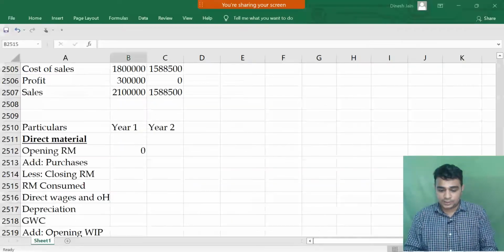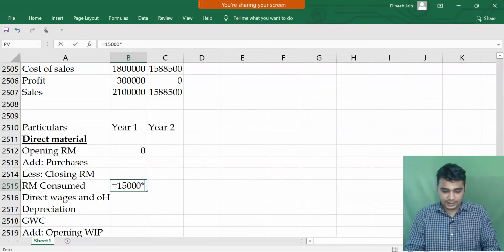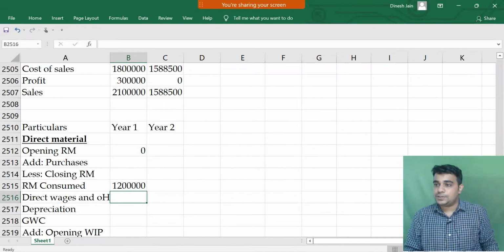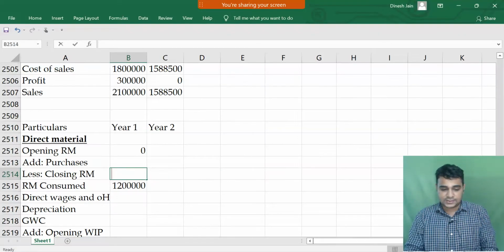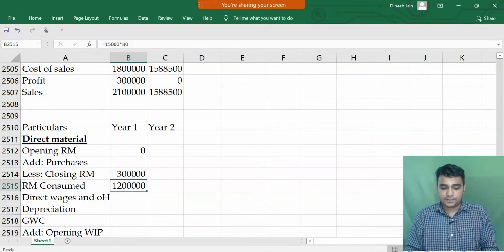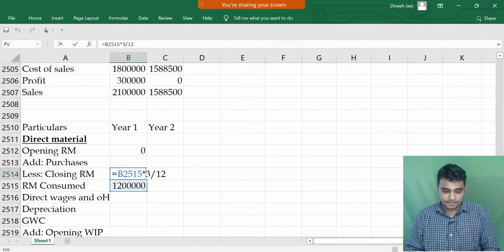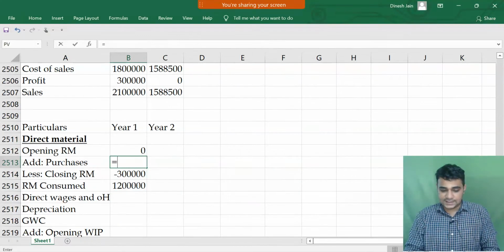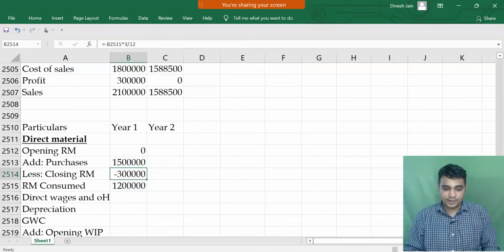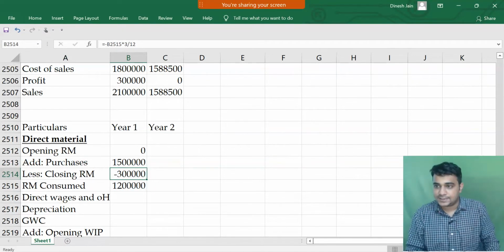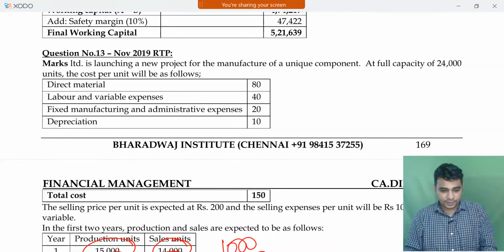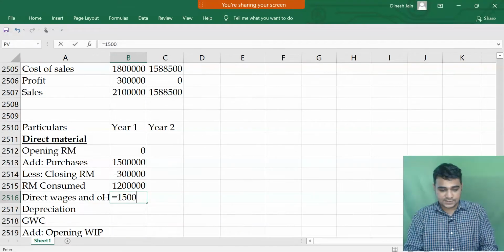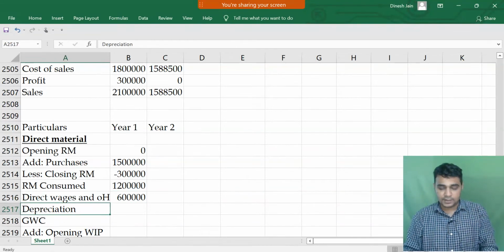So 15,000 into 80. Closing stock of raw material is 3 months, so into 3 by 12. Purchases balancing figure is 15 lakhs. Then we have labor and variable expense, 15,000 into 40, 6 lakh.